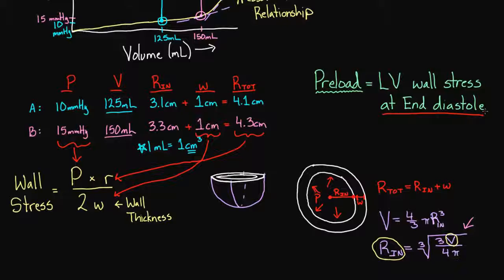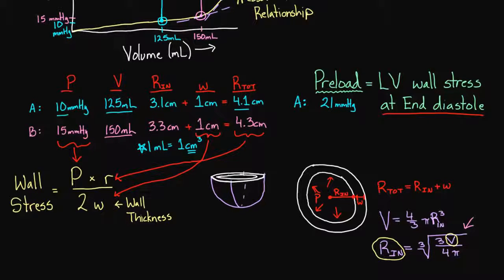Which is so cool, because instead of a word we throw around, it's actually something you can quantify. So let's go through it and calculate it. Let's do situation A first. In situation A, we have 10 times 4.1, so that's 41, divided by 2 times 1. I'm just going to give you a round number: this is about 21 millimeters of mercury. So preload, another interesting thing about it, is measured in pressure units.